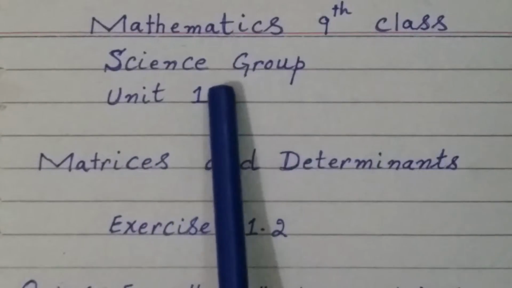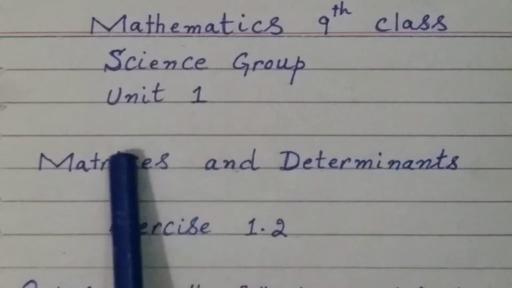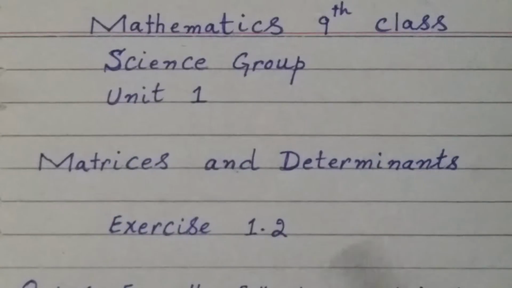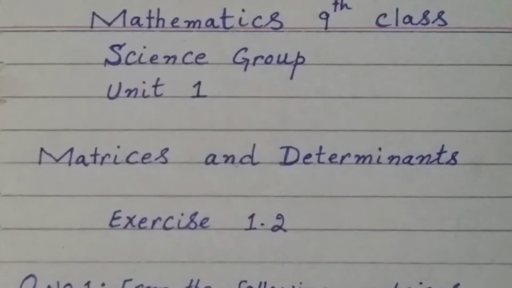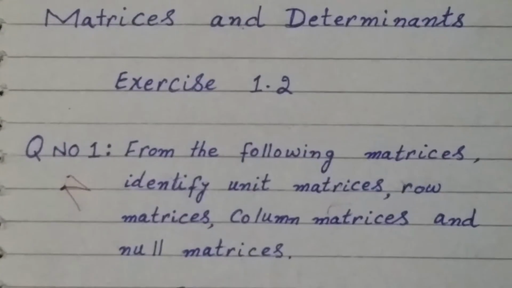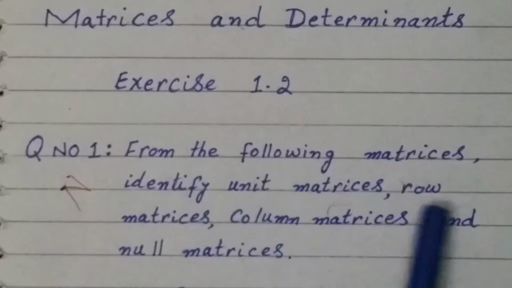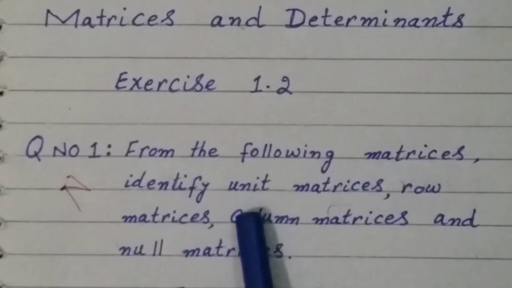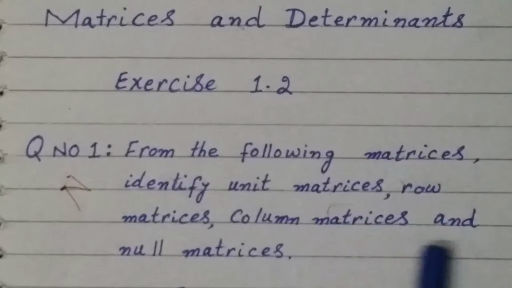Today we are going to start Mathematics 9th class Science Group Unit 1 Matrices and Determinants exercise 1.2. Question number 1. From the following matrices identify unit matrices, row matrices, column matrices and null matrices.